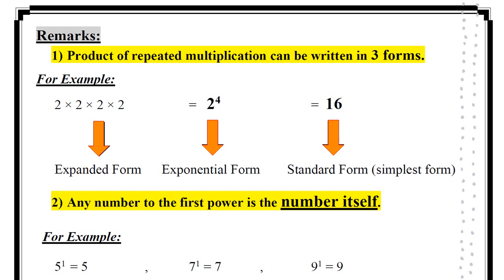Any number to the first power, which means power 1, is the number itself. For example, 5 to the power 1 is equal to 5, 7 to the power 1 is equal to 7, 9 to the power 1 equals 9, so it's equal to the number itself.